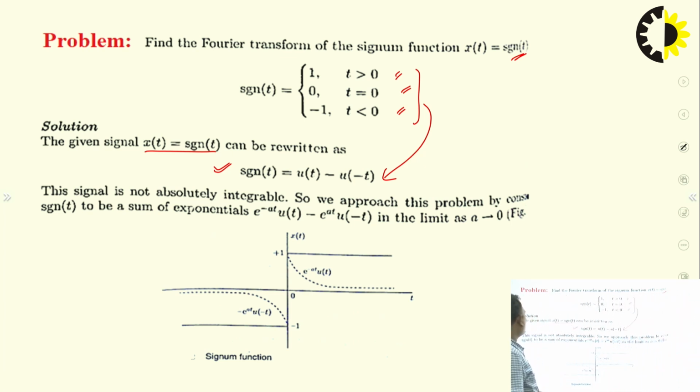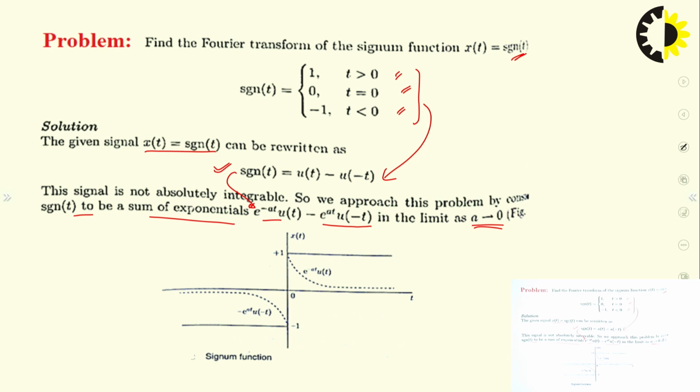So we approach this problem by considering signum t to be a sum of exponentials. We can write this signum function as e to the power minus at u(t) minus e to the power at u(minus t), in the limit as a tends to 0. So if we put the limit a tends to 0, then we can write this function like this.